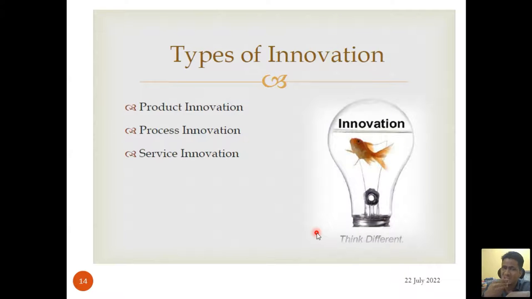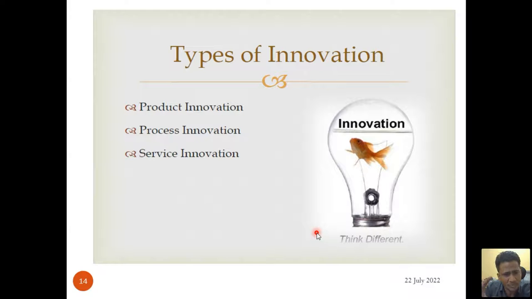Now, the second one is process innovation. What process are we following to do things? If we are doing some work in an innovative way, the process should be more innovative so that we can make our task easy. Sometimes people say that making your life easy can be dangerous for your health. But we can use the same energy for another work. If you are saving people's strength, you can use it for another purpose.